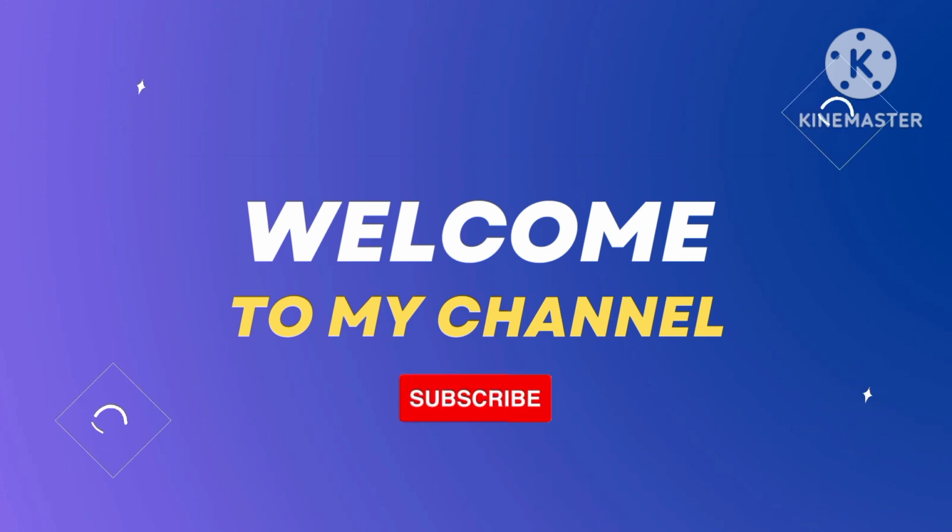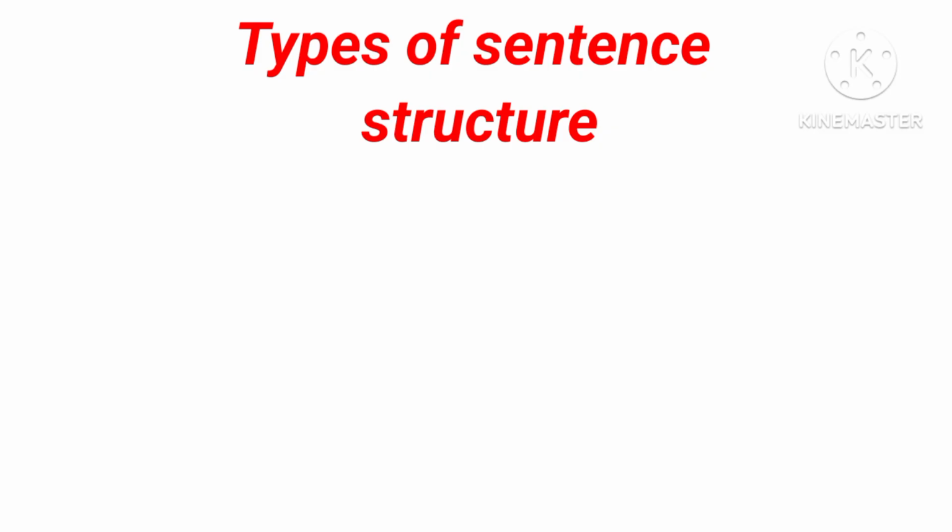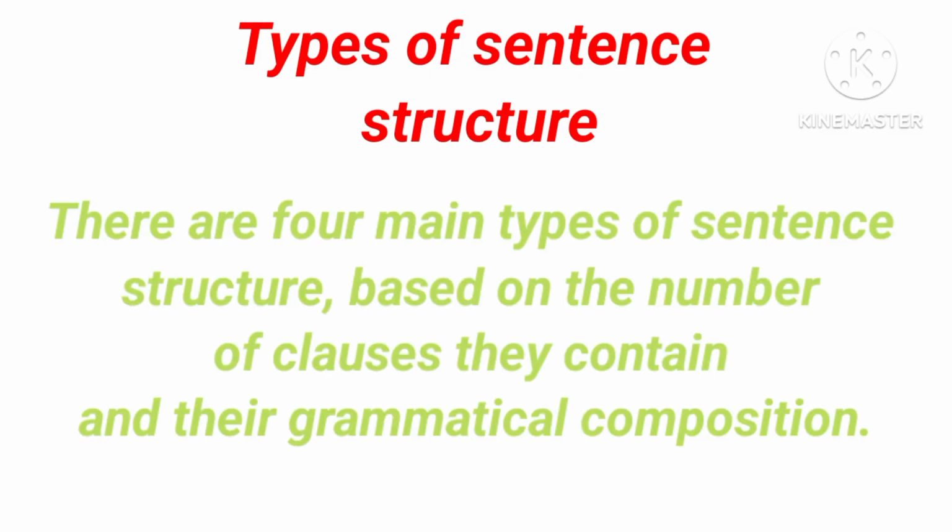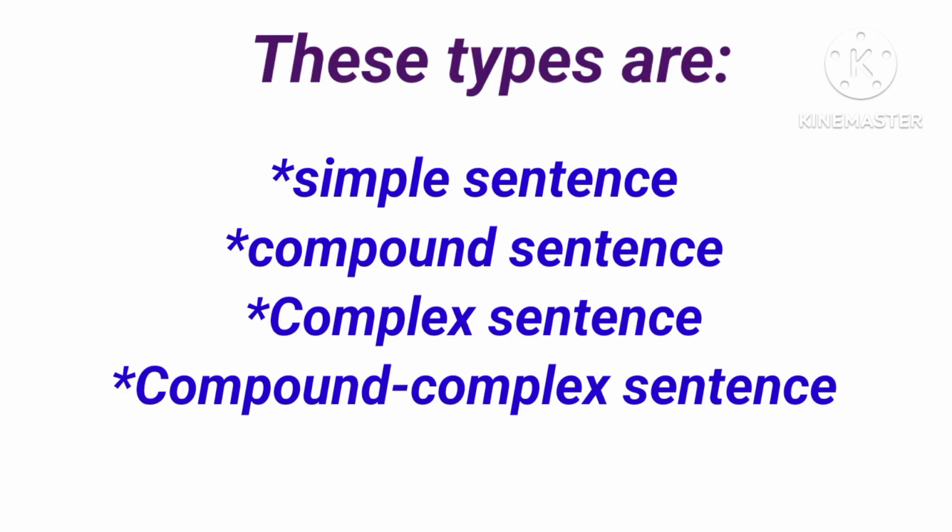Today my topic is types of sentence structure. There are four main types of sentence structure based on the number of clauses they contain and their grammatical composition. These types are simple sentence, compound sentence, complex sentence, and compound-complex sentence.